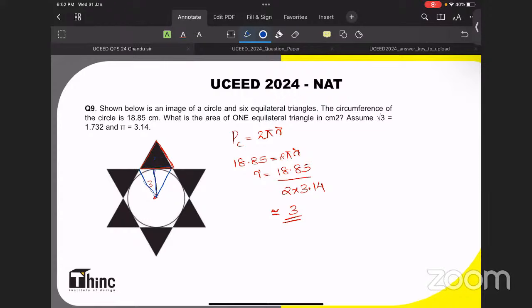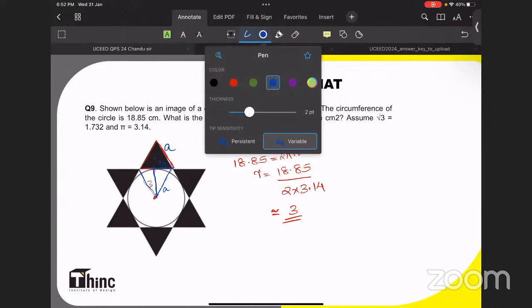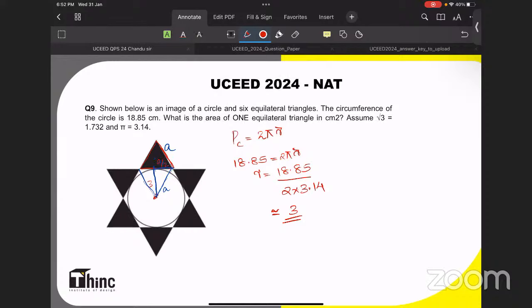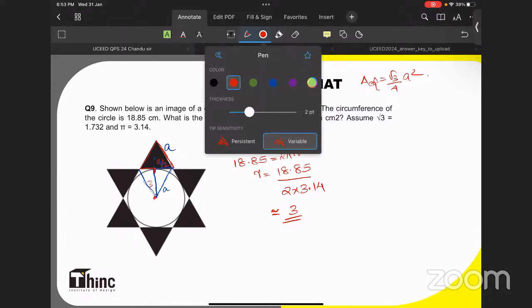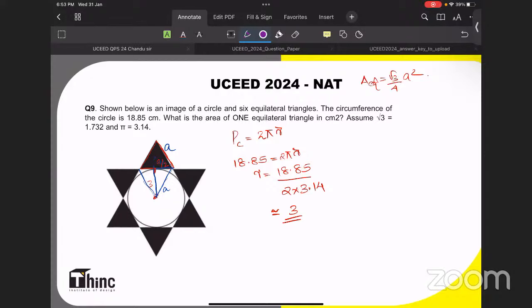So this is 3. If this side is A, then this side also will be A. Similarly, this side is A by 2, because it is half. Since they are equilateral triangles, one side is A, so this is A by 2. So we are going to find what A is. We know that the area of an equilateral triangle is root 3 by 4 A square. So from here, we are going to directly find what A square is.